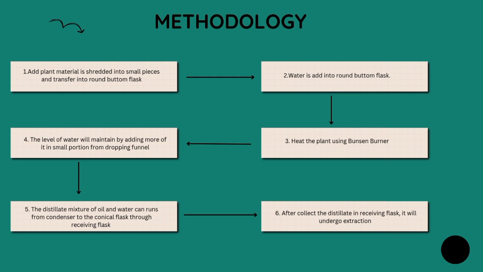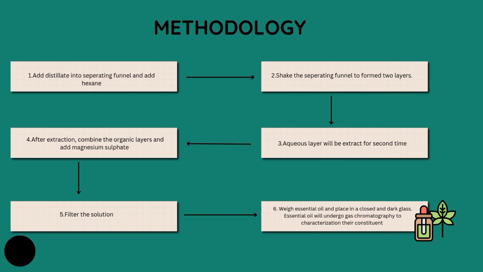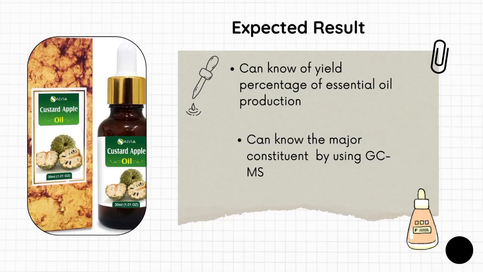After collecting the distillate in the receiving flask, the distillate will undergo extraction. The next step is to add the distillate into a separating funnel and add hexane. The aqueous layer will be extracted a second time. After extraction, combine the organic layers, add magnesium sulfate, and filter the solution. After that, we can weigh the essential oil and place it in a closed glass container. Then the essential oil will undergo gas chromatography to characterize its constituents. So this is my expected result.